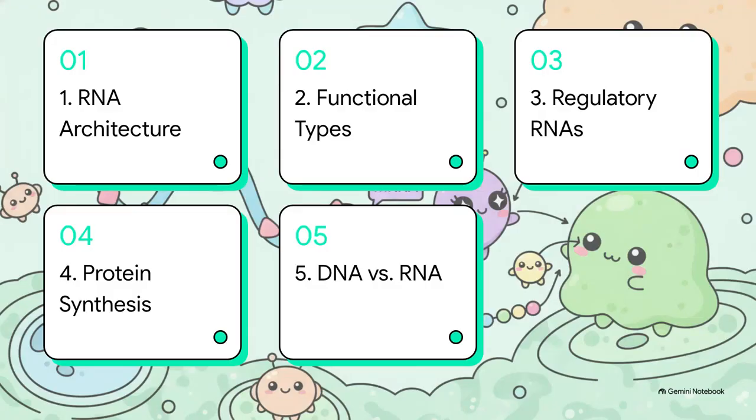Here is our roadmap for today's explainer. First, the architecture of RNA. Second, functional types. Third, regulatory RNA. Fourth, protein synthesis. And finally, Section 5, comparing DNA versus RNA.